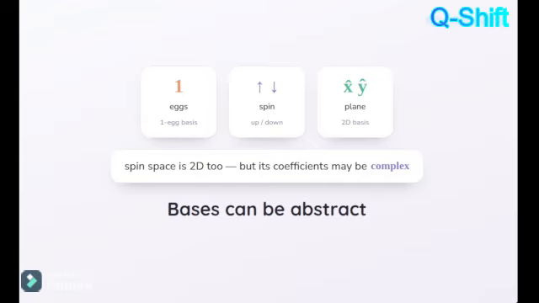Bases don't have to be arrows. The number of eggs has a 1-egg basis. An electron's spin has the basis spin up and spin down, so spin space is 2-dimensional, just 2 basis states. It feels like a flat 2D plane, with one difference. In a real plane the coefficients are real numbers, but in spin space they may be complex. We lean on the simple case to understand the strange one.